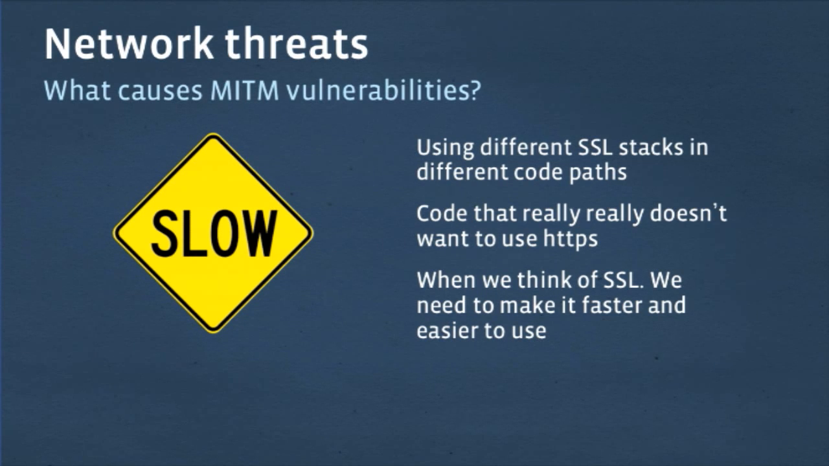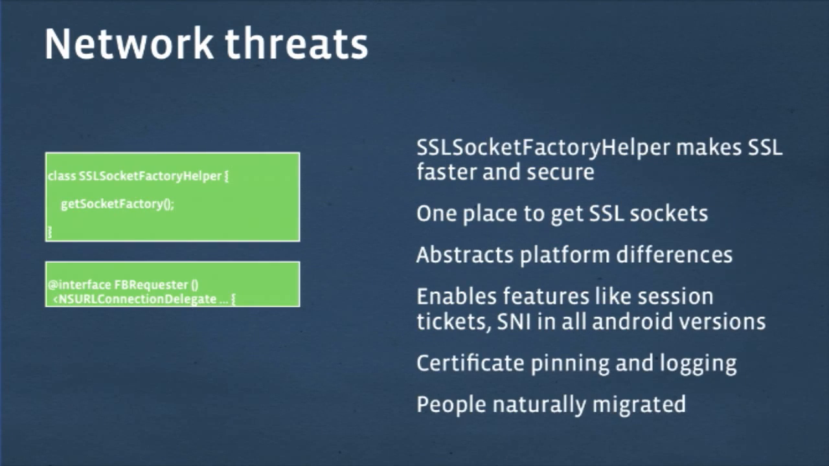So instead of forcing SSL down people's throats, we try to focus on how to make it faster and easier to use for developers. How to make it such that developers won't screw up by using incorrect SSL APIs, or how to make it such that developers won't feel that this is making their product go slower. So we engineered this abstraction called SSL Socket Factory Helper, essentially. We spent a bit of time implementing this.